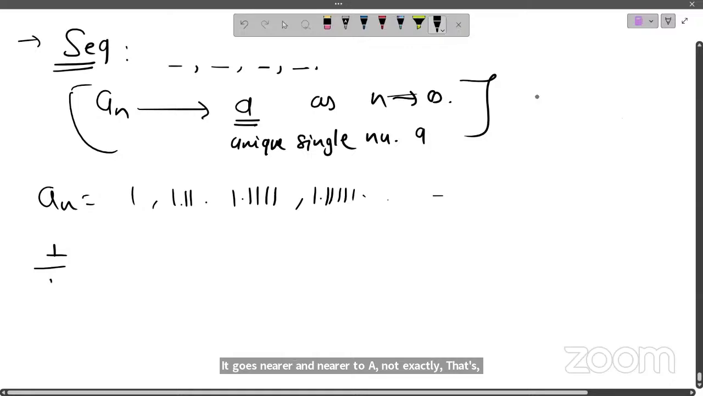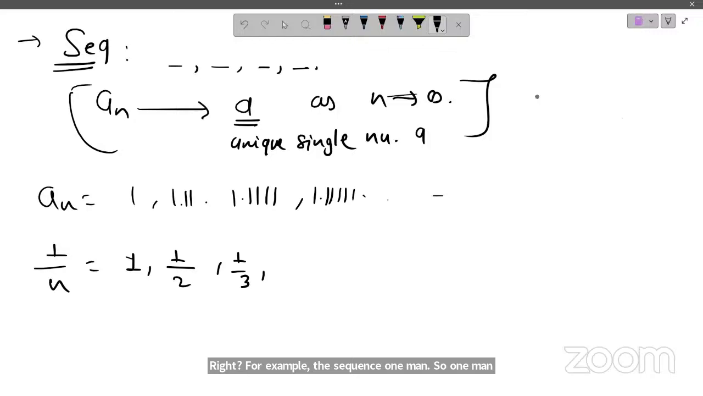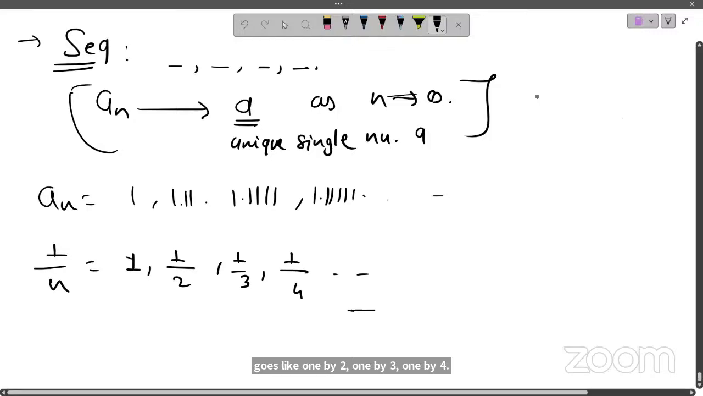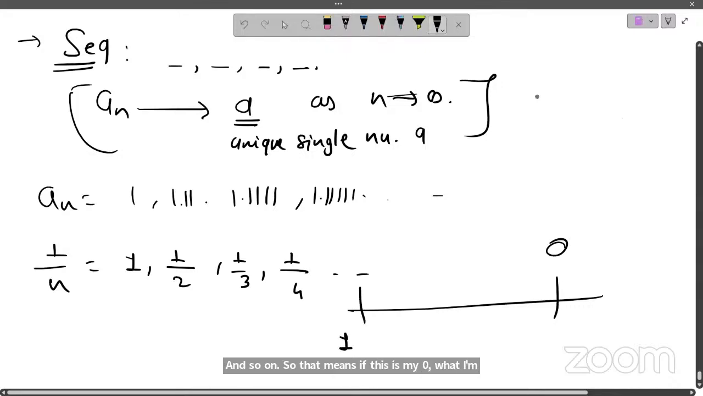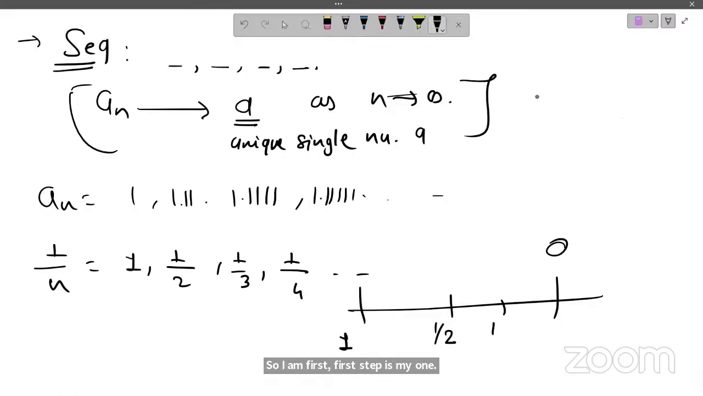For example, this sequence 1 by n. So 1 by n goes like 1, 1 by 2, 1 by 3, 1 by 4, and so on. If this is my 0, the first step is my 1. Then at the second step, I go closer to 0. At the third step, I go again closer to 0, and closer and closer to 0. Eventually, I won't exactly get 0, but as my n goes to infinity, I will go closer and closer to 0. That much you know, right? Yes, ma'am.